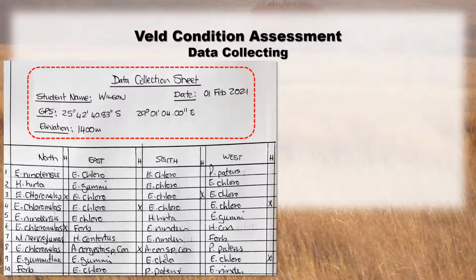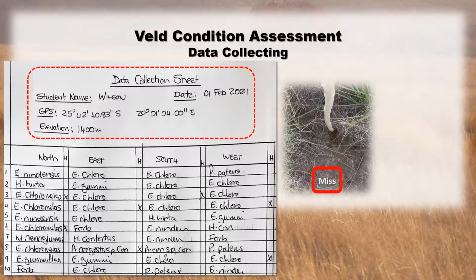But before we go any further there, some basic data. You can see here the student name, Wilson, the date was 1st of February this year. The central point was that GPS location, so we can always go back there, and the elevation was 1400 meters above sea level. We could have added the weather condition. As you can see from the video footage, it was overcast and windy. That doesn't really impact on the data collection, other than it's not so nice collecting at that time.